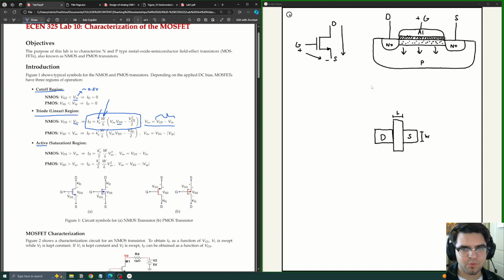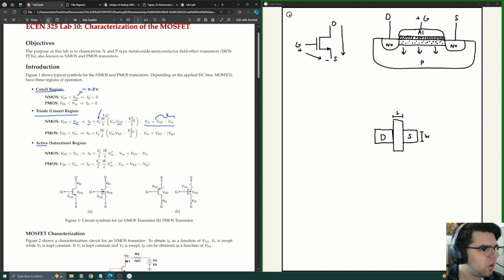Having a longer width means that more electrons are allowed to flow through. So larger width means that the allowable current goes up, right? But having a longer length means that the channel has to be longer, so it's going to overall reduce the current, which is why it's at the bottom here.